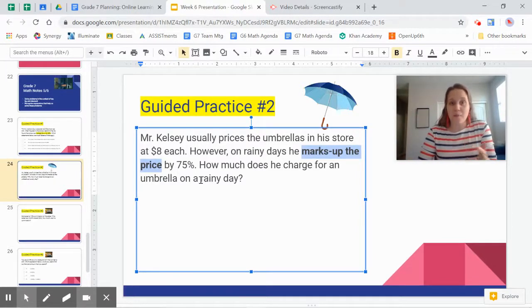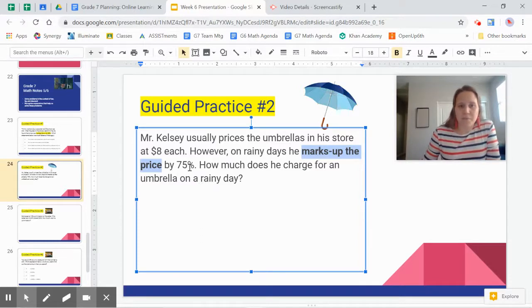So when it's raining, more people are going to want to buy umbrellas, even though they're expensive on that day. So he can mark up the price and make more money in his business if he increases the price of the umbrellas. So markup is like the opposite of discount, okay? So he marks up the price by 75%. How much does he charge for an umbrella on a rainy day?